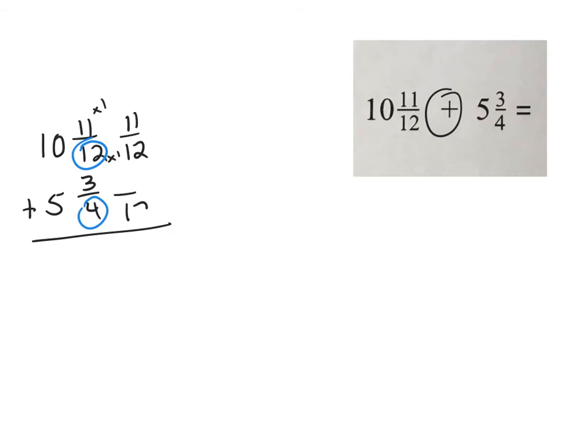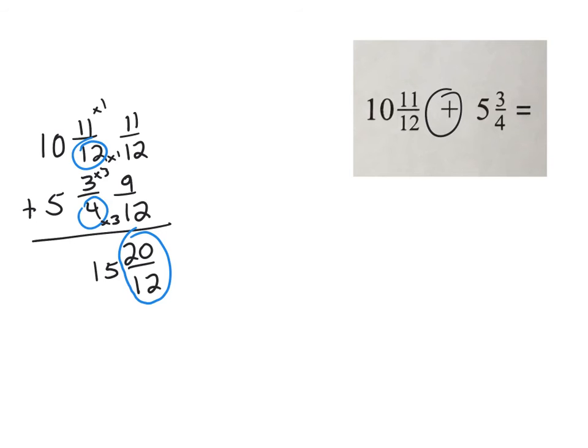Now we're going to turn our fourths into 12ths. 4 times 3 is 12. 3 times 3 is 9. So 11, now we just add 11 plus 9 is 20 twelfths. 10 plus 5 is 15. We have a problem here. This is an improper fraction.